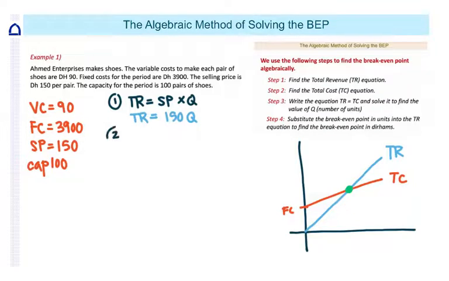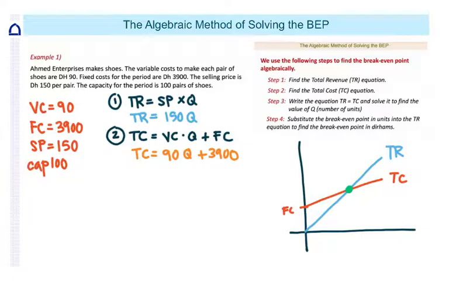Second step is we need to find the total cost equation. The formula for the total cost is variable cost times quantity plus fixed cost. And so we've got the total cost equation. In this case it is 90Q plus 3,900. Okay, third step is we set the total revenue equation equal to the total cost equation, and we will solve using algebra. So 150Q equals 90Q plus 3,900.